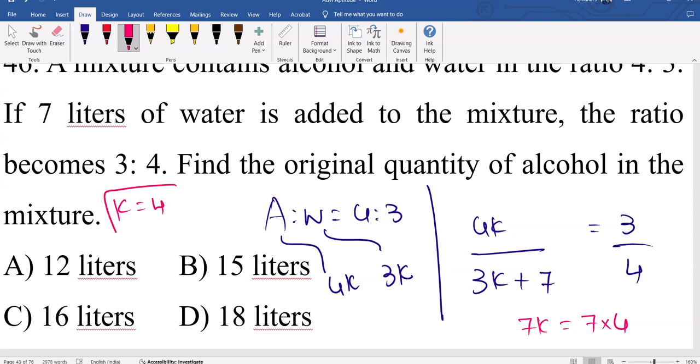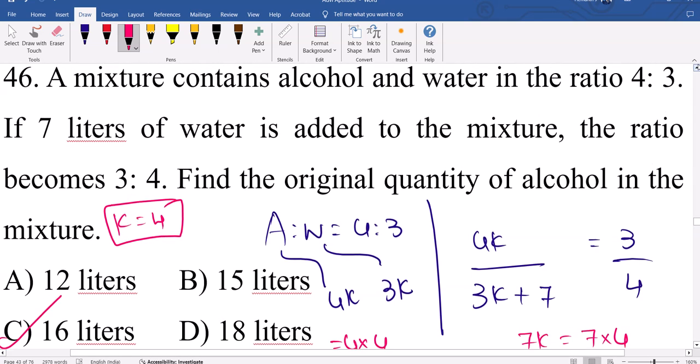So what is the initial quantity? Again, options are wrong. Initial alcohol is 4 into 4, 16 liters. Initially and finally, alcohol is the same, you are adding only water. Alcohol is not changing, 4K, 4 into 4, 16 liters. Total is 28, alcohol is 16.